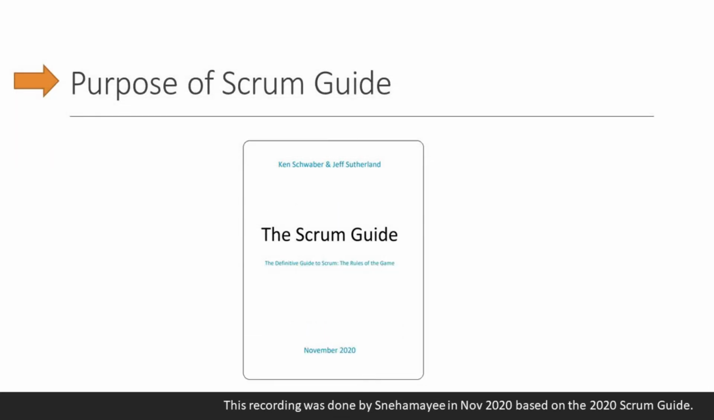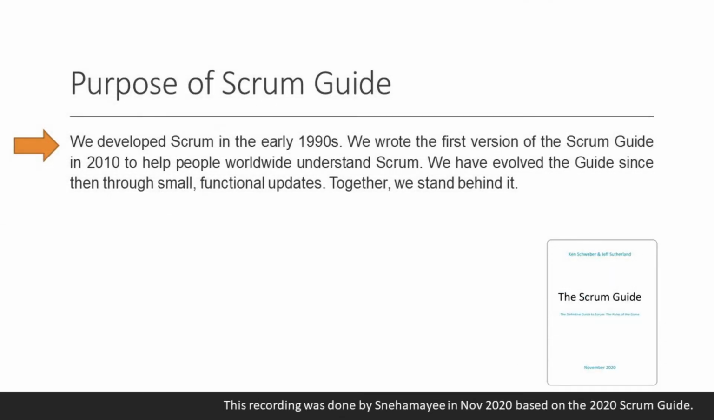Purpose of the Scrum Guide. We developed Scrum in the early 1990s. We wrote the first version of the Scrum Guide in 2010 to help people worldwide understand Scrum. We have evolved the guide since then through small functional updates. Together, we stand behind it.